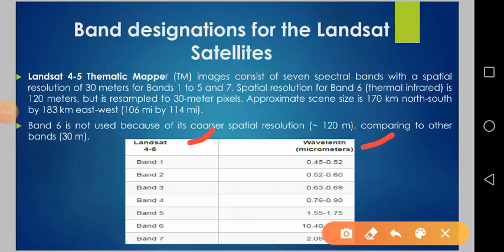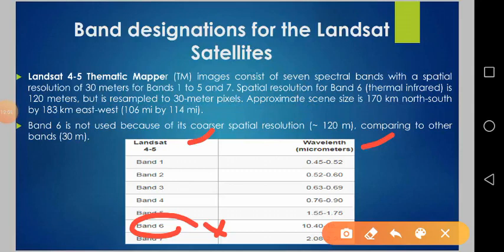Here, among these different bands, band 6 is not used. Why? Because it has a larger, or coarser, spatial resolution. So band 6 is avoided. Other than that, all the bands were included.